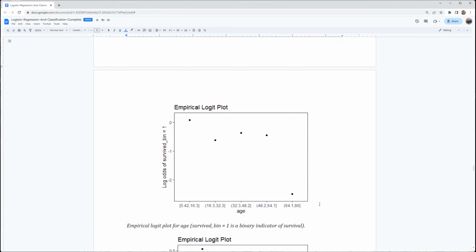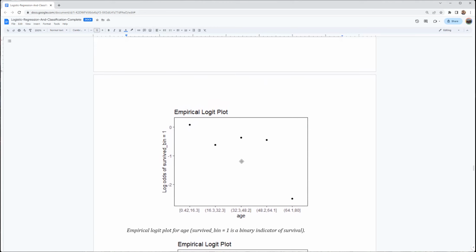So here, let's look at the empirical logit plot for age. So in an empirical logit plot, here we have the log odds of survival based on this survived bin, which is a binary indicator of the passenger surviving or not. Okay, so this is one for the passenger surviving, zero otherwise.